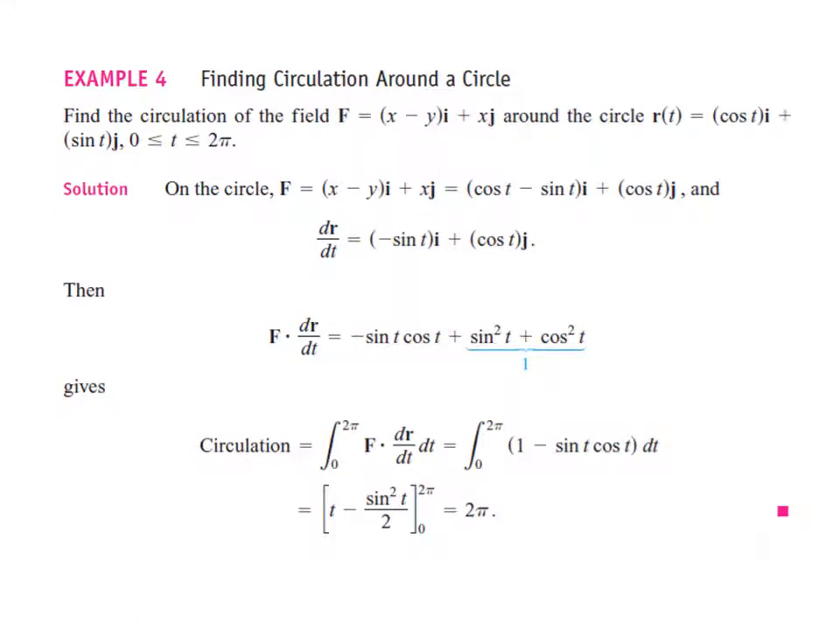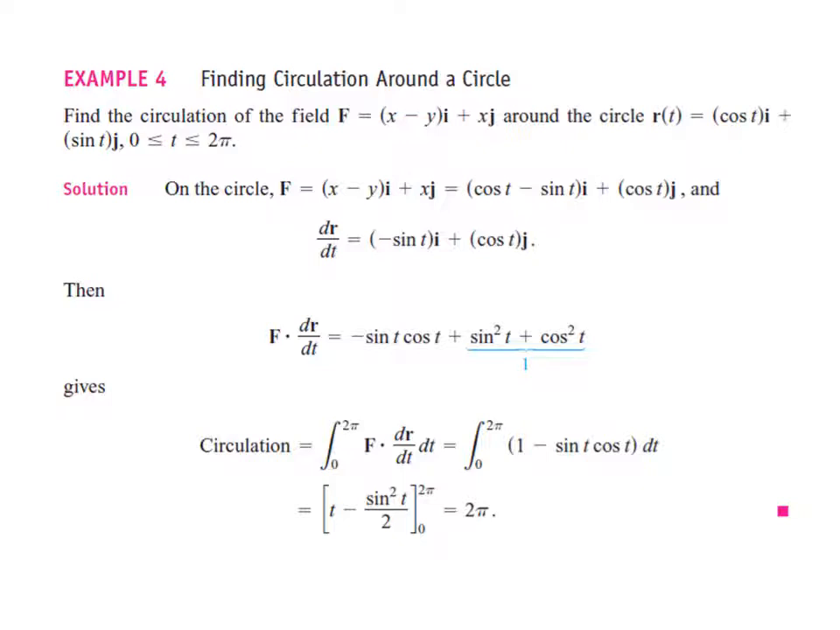Let us move to the next problem. Find the circulation of the field F = (x minus y) i cap + x j cap around the circle r(t) = cos t i cap + sin t j cap, where t varies from 0 to 2 pi. Let us define the vector field F on the circle r(t). So F = (x minus y) i + x j cap. That can be written as (cos t minus sin t) i cap, where x = cos t and y = sin t, plus x j cap. x is cos t from r(t), so that is cos t j cap.